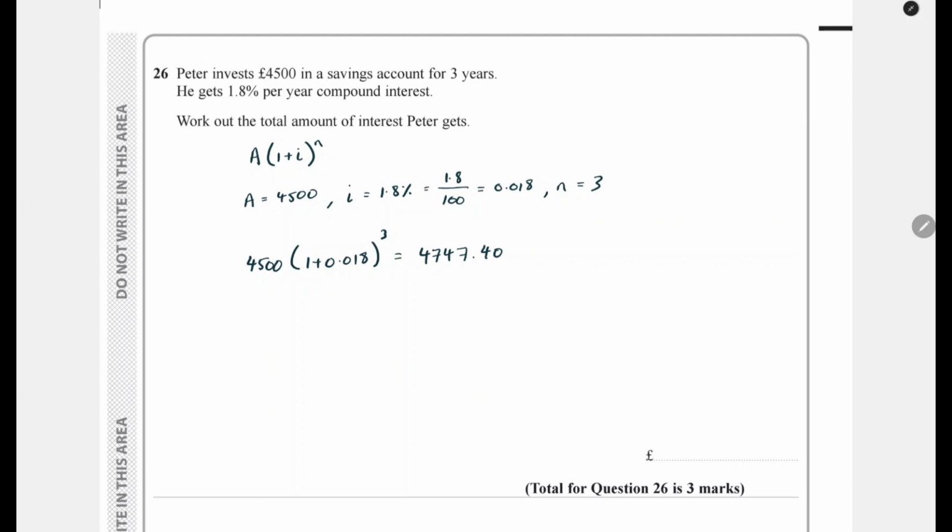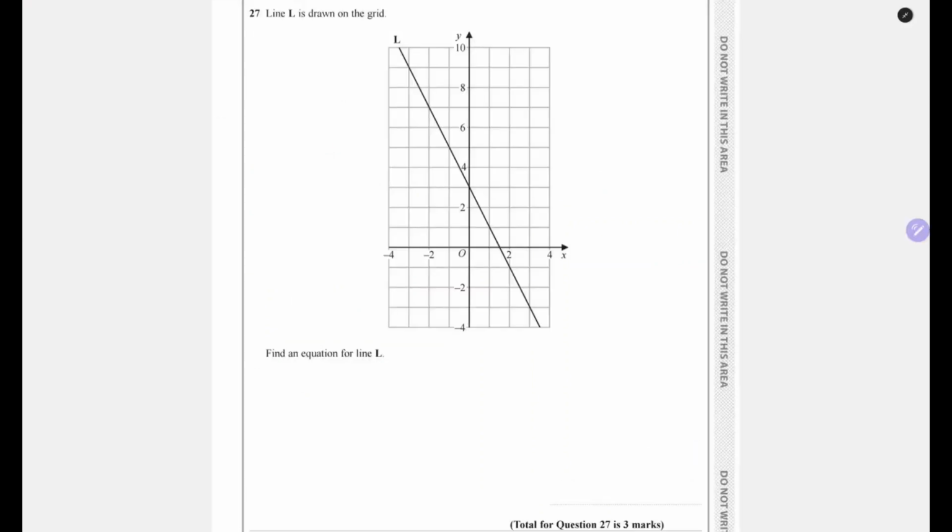£4,747.40. Now the question is asking us to work out the total amount of interest he earns, and so we're going to minus 4,747.4 away from the original amount of 4,500, and that gives us £247.40. So the amount of interest he earns is £247.40.